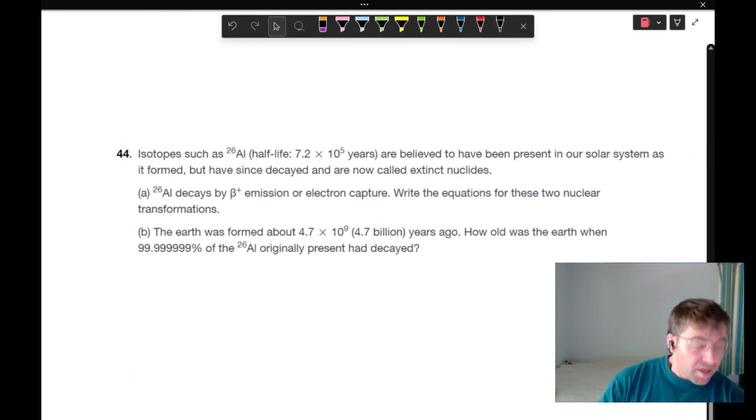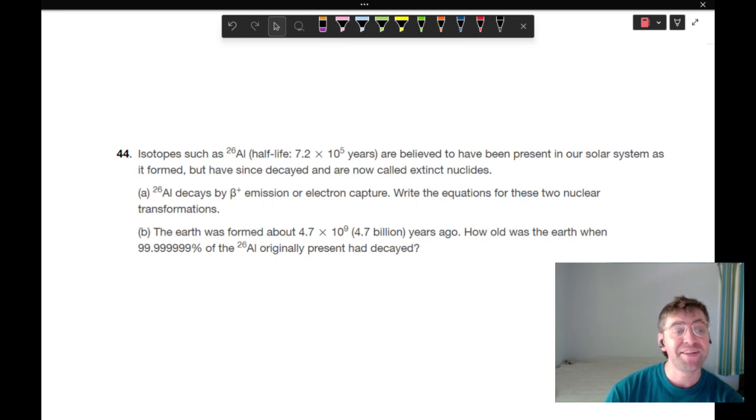All right. Question 44. Isotopes such as aluminum-26, which has a half-life of 7.2 times 10 to the 5th years, this is very, very long, are believed to have been present in our solar system as it formed, but have since decayed and are now called extinct nuclides. Question A. Aluminum-26 decays by positron emission or electron capture. So this is a review question. Write the equations for these two nuclear transformations.